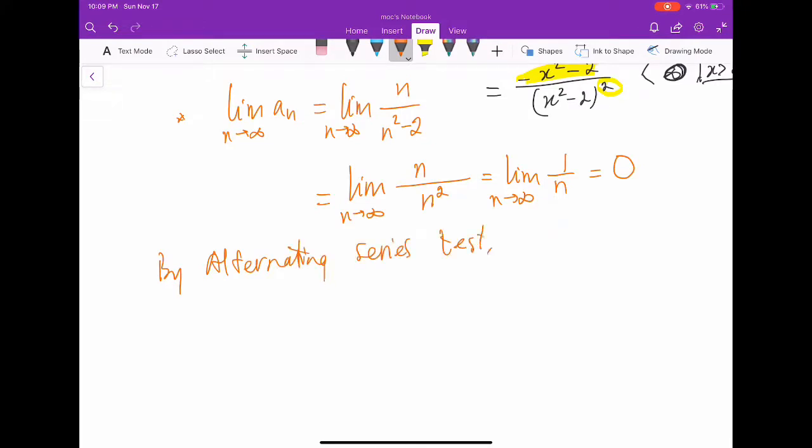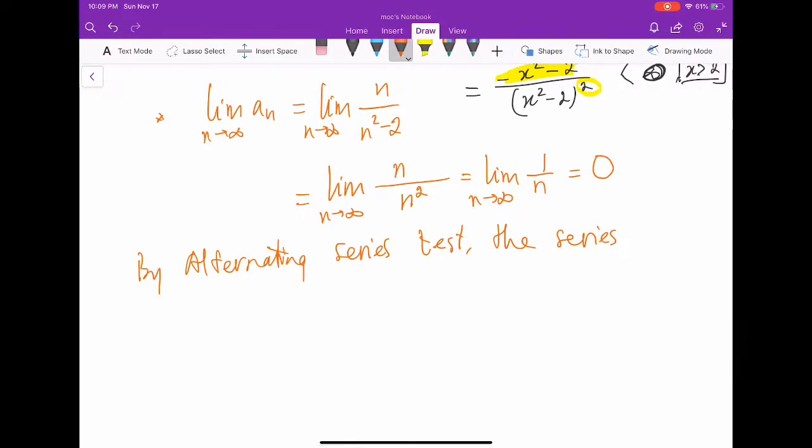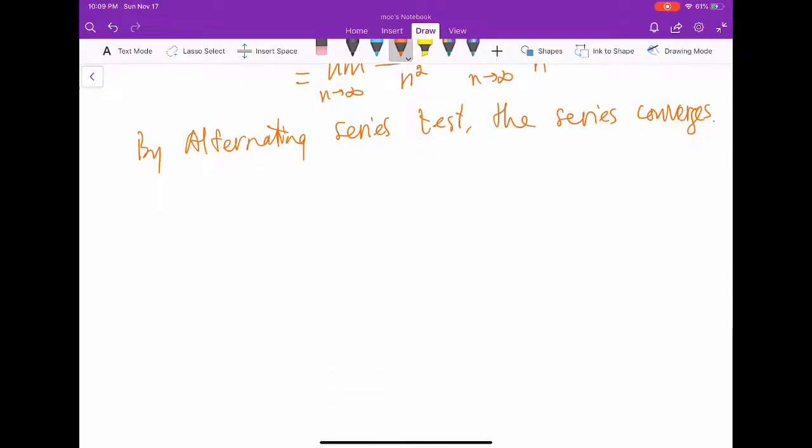Series test, the series converges, okay? So we are done with this problem. All right. Let's move to power series, okay? Power series.